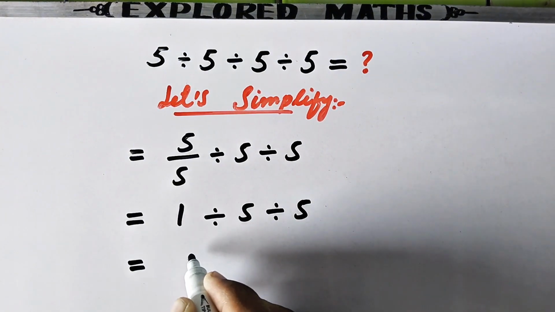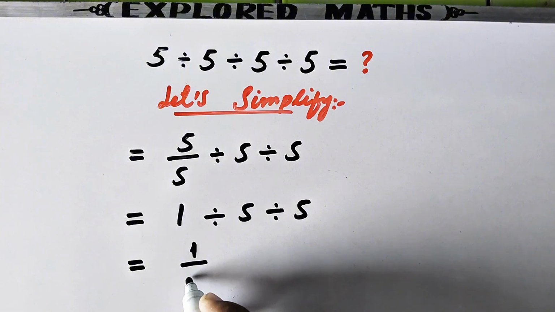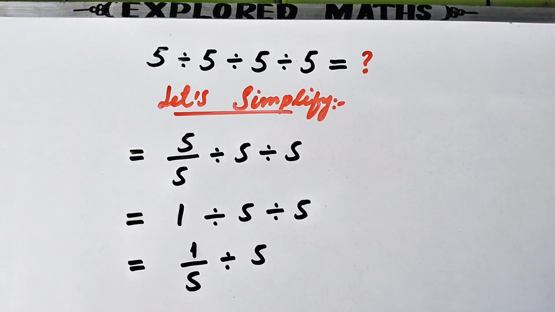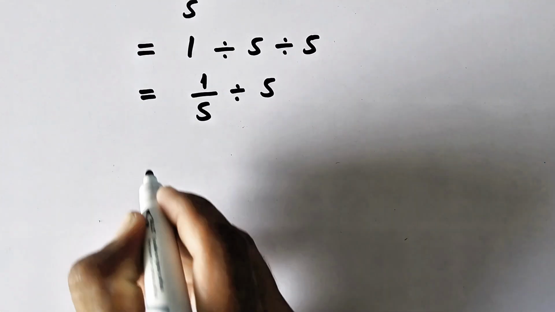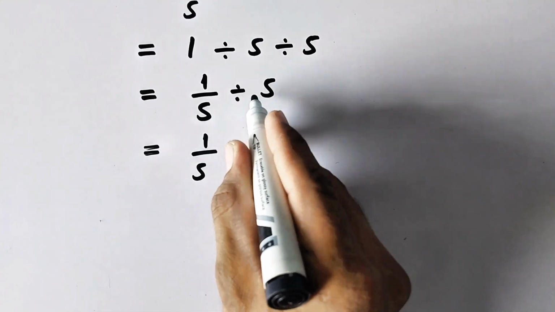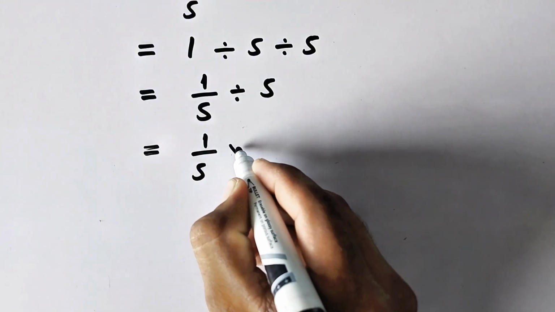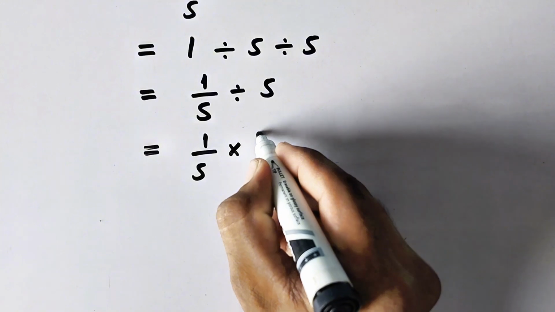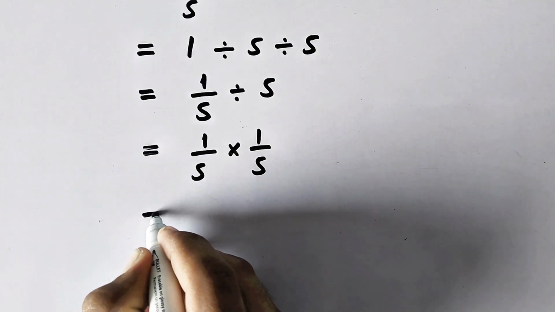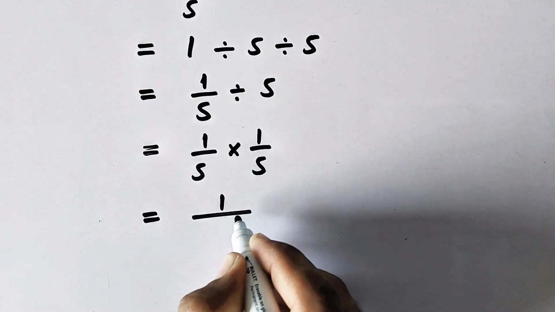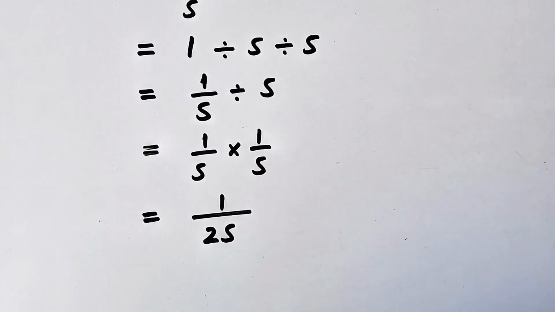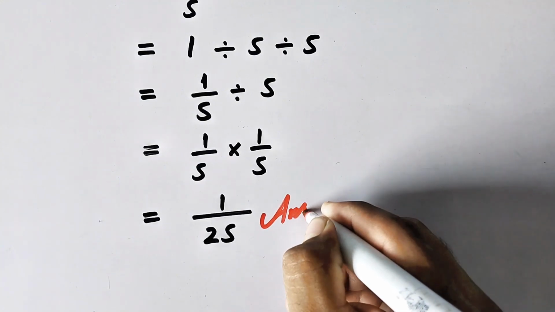Now 1 divided by 5 is the same as 1 over 5 divided by this 5, and now this is equal to 1 over 5, and this division sign can be converted into multiplication, as here we will write this 5 in this way, 1 over 5, so that now this is equal to 1 divided by 5 times 5 is equal to 25, and that is our final simplified answer.